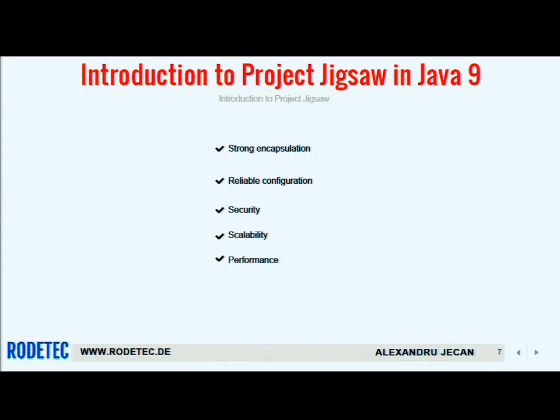And it's very important: strong encapsulation also makes reflective access impossible in Java 9. So you can't use reflection to get into the internals of a class, to access a class. Then we have reliable configuration. This replaces the classpath mechanism with a means for program components to declare explicit dependencies upon one another.